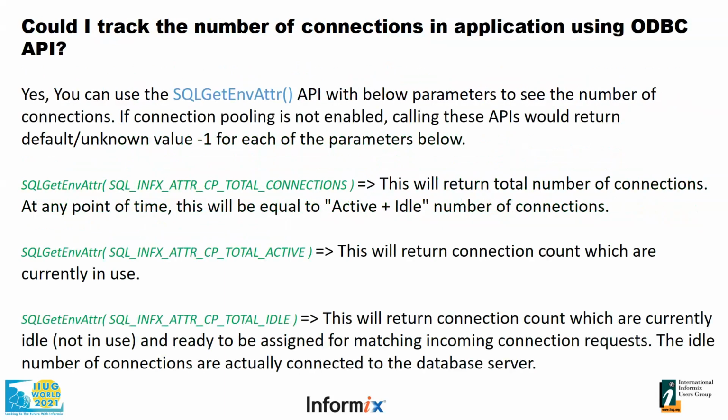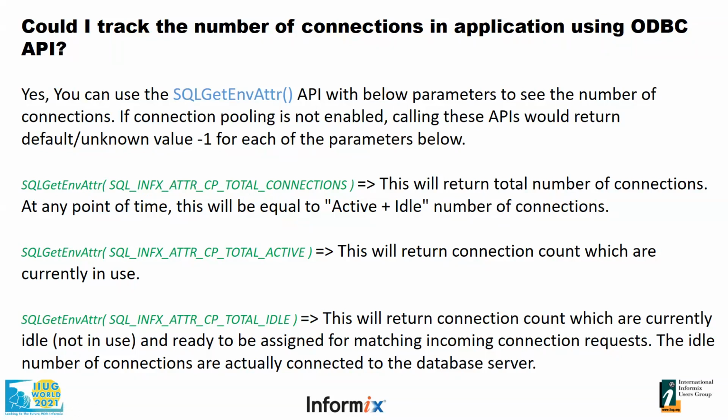Next, we talk about whether we could track the number of connections in applications using the ODBC API. Yes, we can track the number of connections present in connection pooling by using the SQLGetEnvAttr function call. Here you can pass CP_TOTAL_CONNECTIONS, which will return the total number of connections at any point of time, including how many idle and active connections are present.